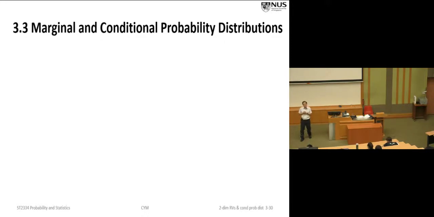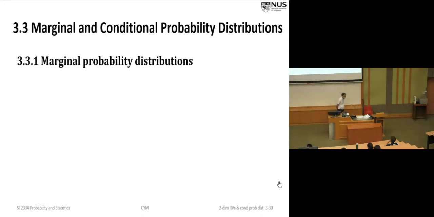So what we continue with today will be marginal distribution as well as conditional distribution. These are not new things. If you recall what we learned in chapter 1 about events, these are basically the conditional probabilities as well as the marginal probability. So, marginal probability distribution.